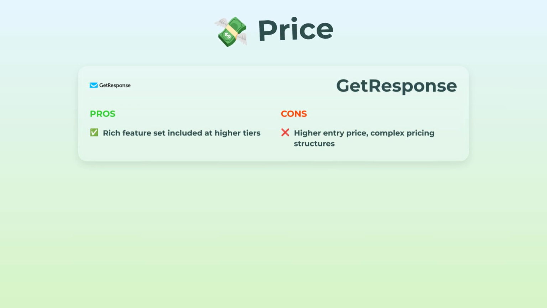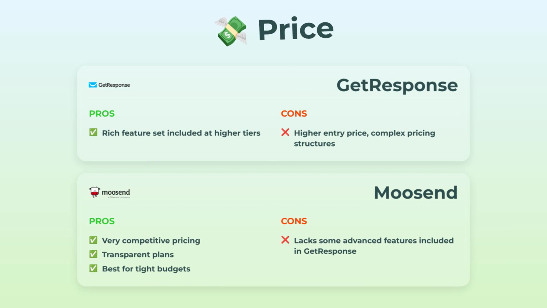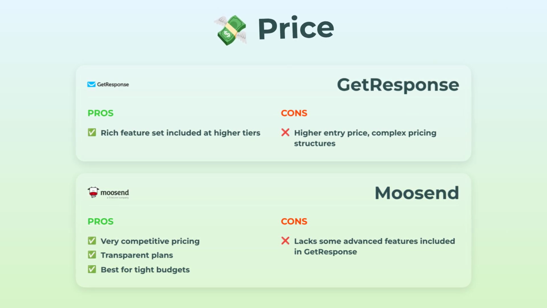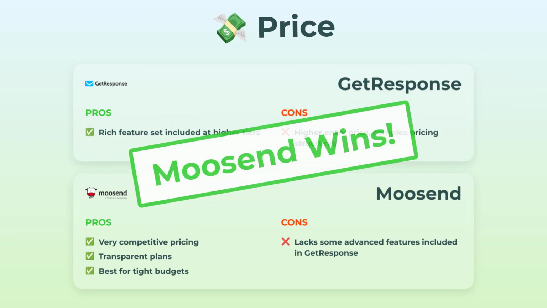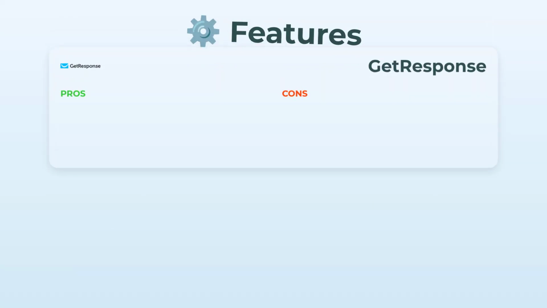Now for Moosend. This one's way more wallet-friendly. Their pricing is straightforward, like what you see is what you pay. It's honestly perfect if you're running a tight budget, or you just hate price surprises. You lose out on some advanced features, sure, but for most, it's a bargain. So, who wins on price? Hands down, that's Moosend.